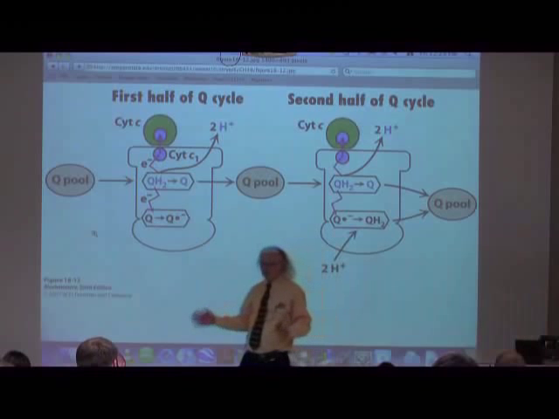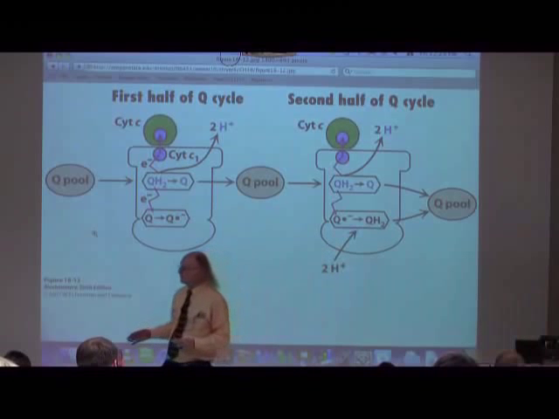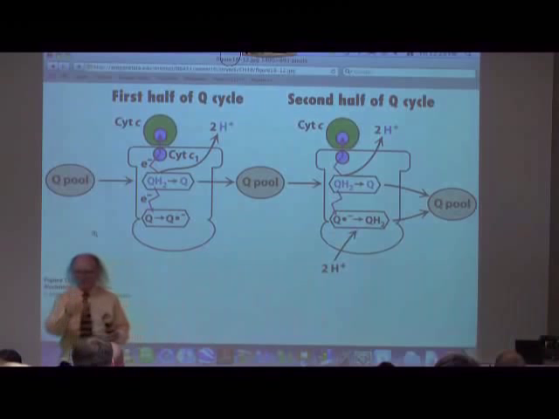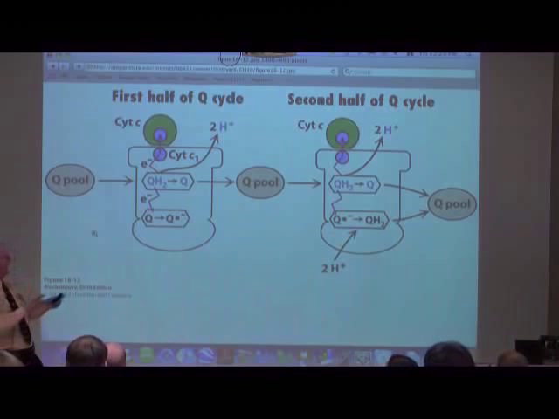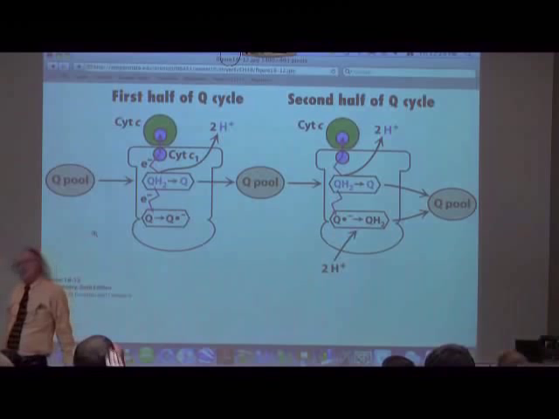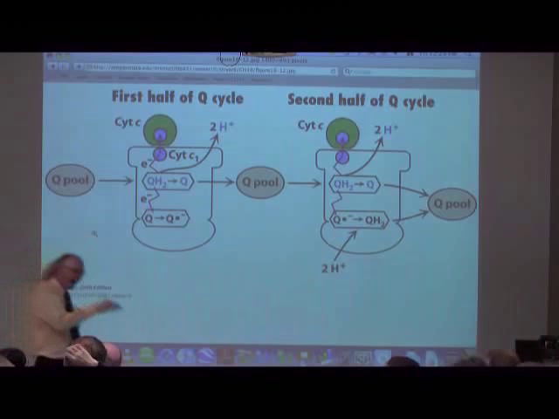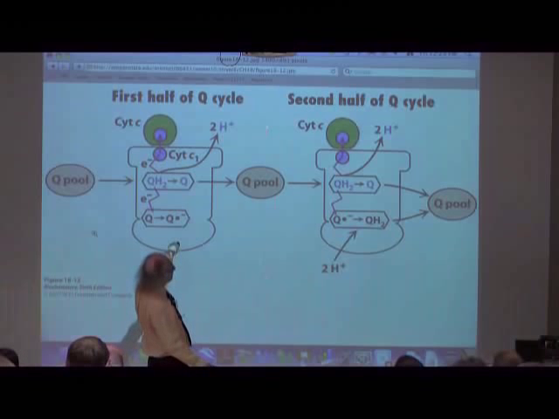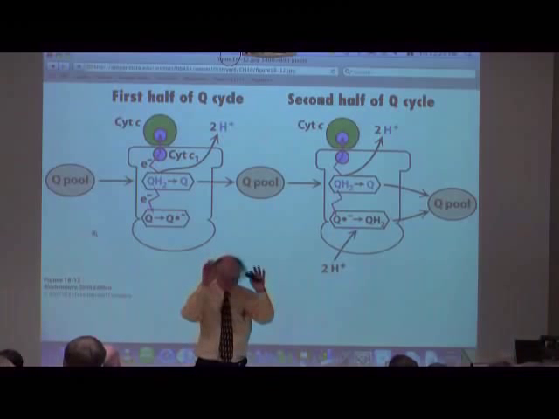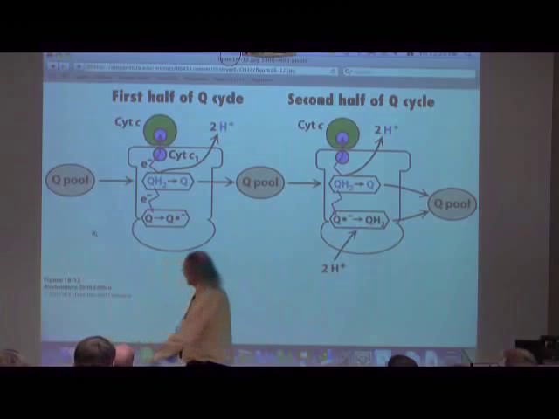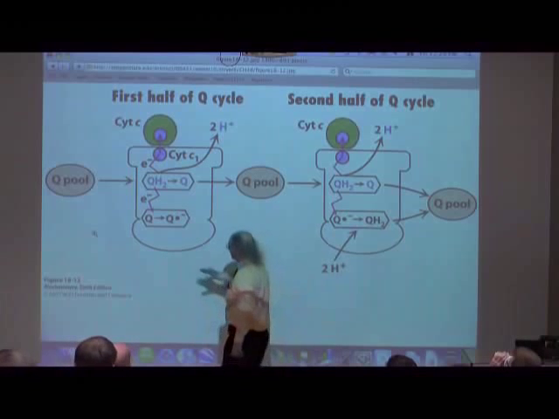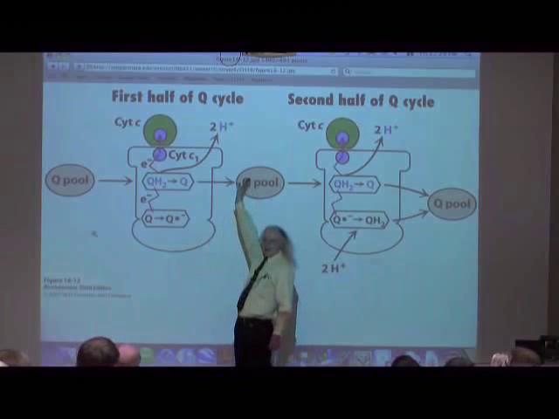Now, this figure is always confusing, and I see on your faces, I see the confusion, so I'll stop for questions. Jenny? I think in the matrix. You're right, moving them out of the matrix, sorry. No wonder you have that look on your face. Moving out of the matrix, I'm sorry, matrix is down here, outside is up. I said it completely backwards, so now everybody's totally confused. All right, so the protons are coming from the matrix and going to the outside.